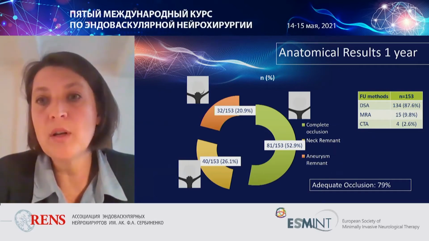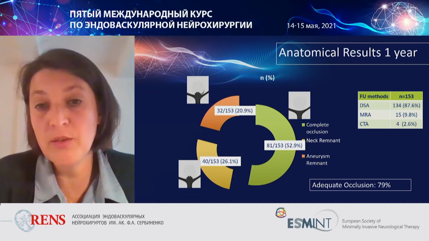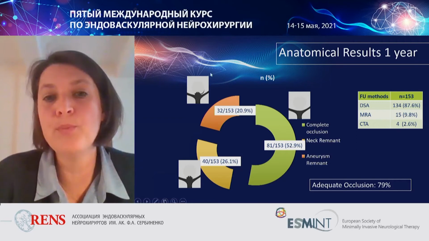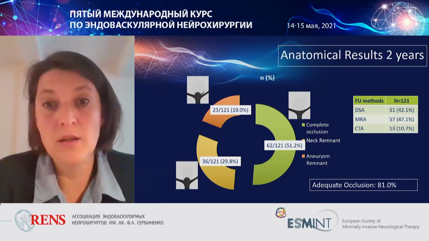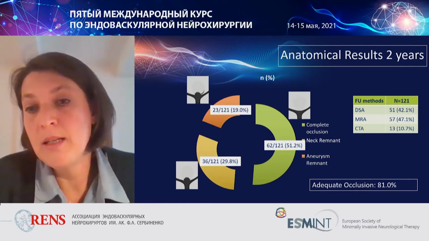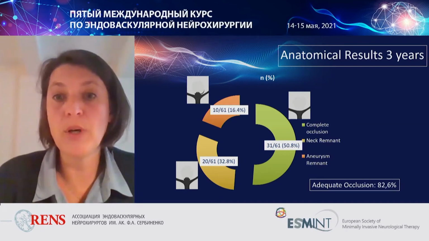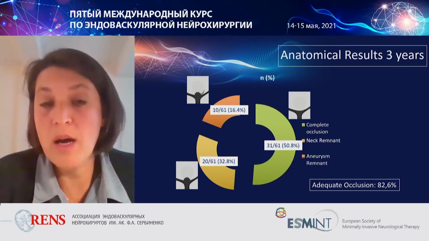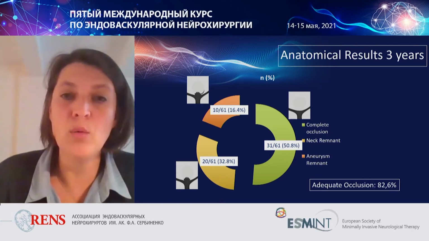Considering anatomical results, you have adequate occlusion, so mean neck remnants and complete occlusion, in 79%, so very good anatomical results with more than 50% of complete occlusion. At 2 years, it's slightly better, 89% of adequate occlusion, and at 3 years it's stable with 82% of adequate occlusion. So you see that anatomical results are quite stable over time.